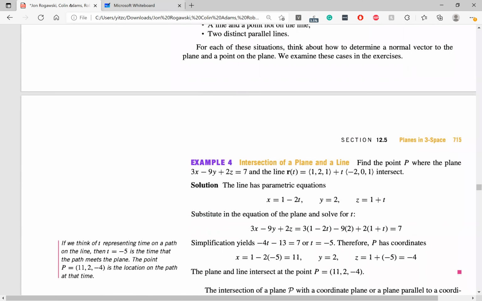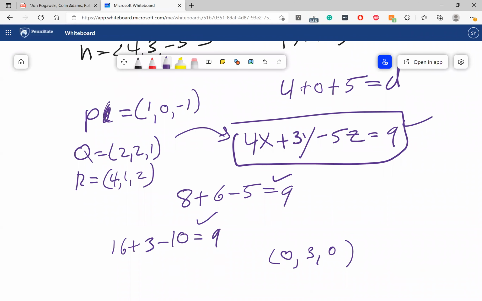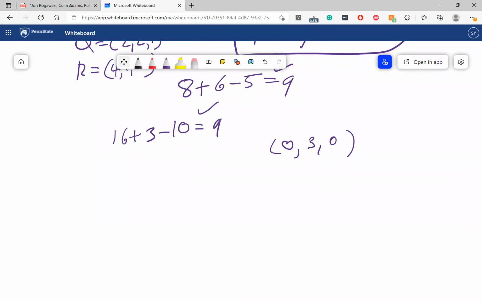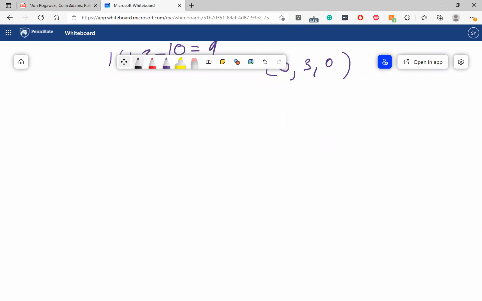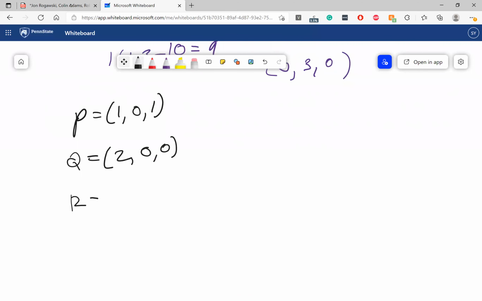So before we continue, let me ask you to find the plane that goes through the points P is equal to 1, 0, 1. Q is equal to 2, 0, 0. And R is equal to 3, 1, 1.